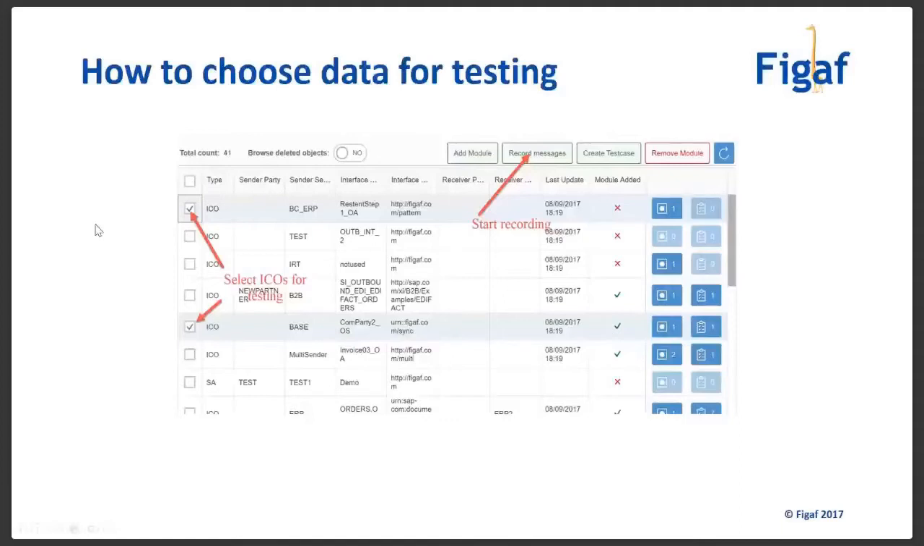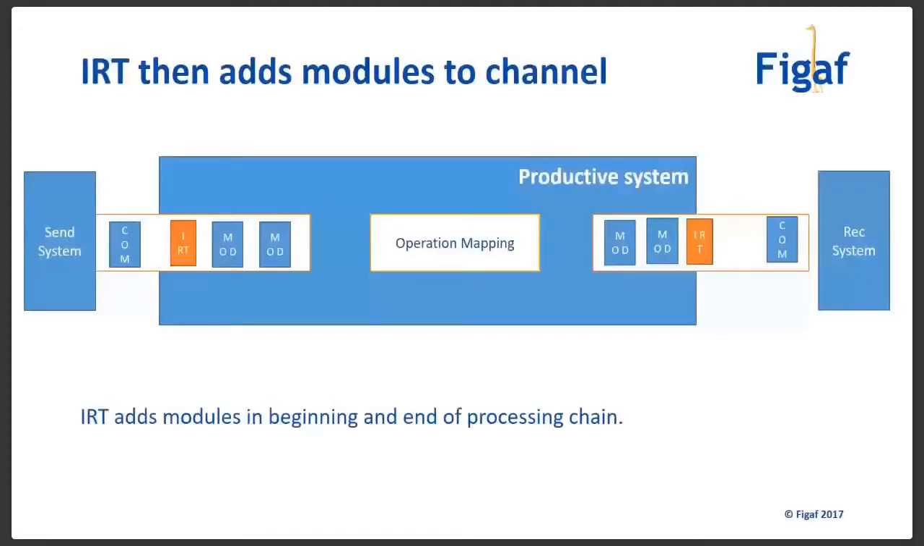And then you select a number of ICOs that you want to do testing on and say, hey, these are the ones that are relevant for me. Then once you've done that, the system will log into your productive system using the directory API, and add modules in the beginning of the processing and the end of the processing. Obviously, there are some exceptions. For instance, when we're talking about some of the bridges, we cannot do it like that. But this is the general approach.